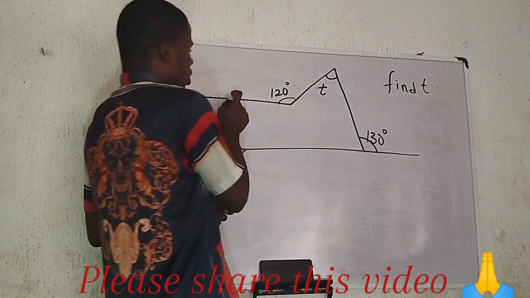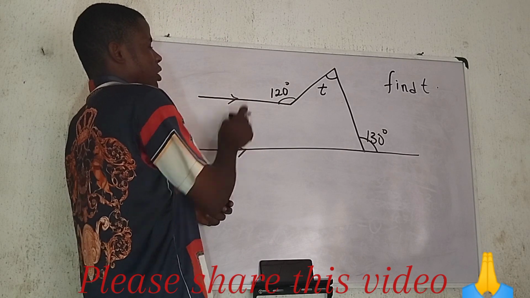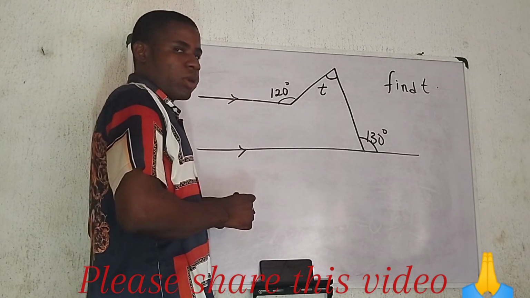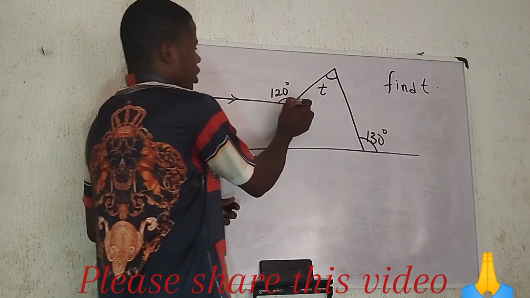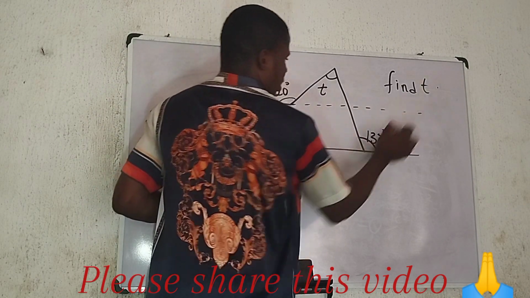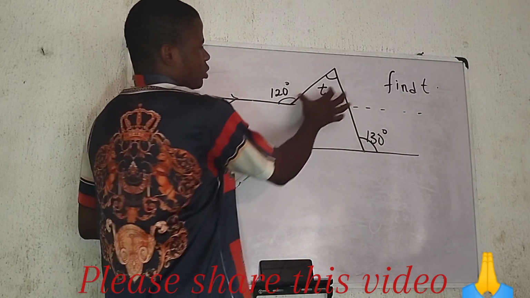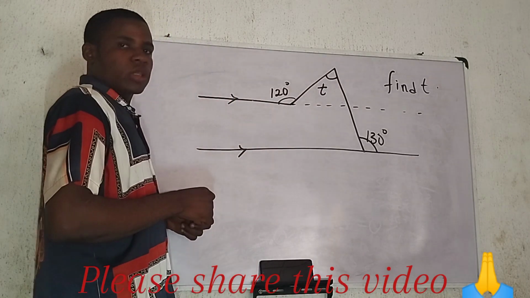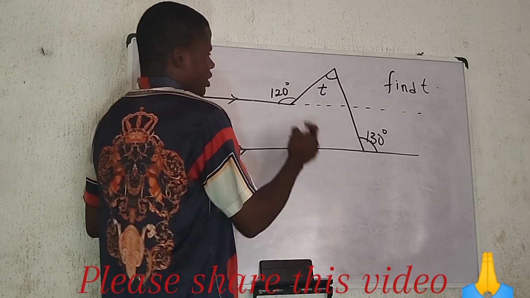These two lines are parallel, meaning that they can never meet. So if I try to extend this line, what can you see? You see that a triangle is formed. Does it make sense? Now, this is the triangle.